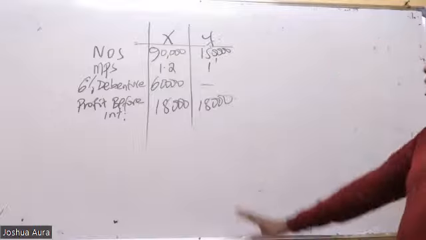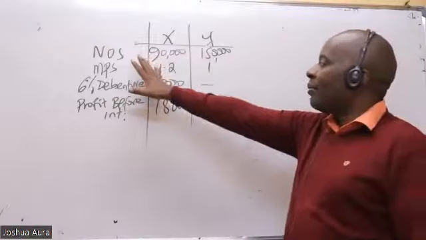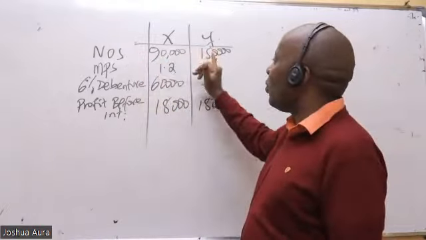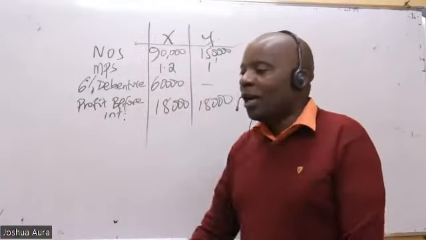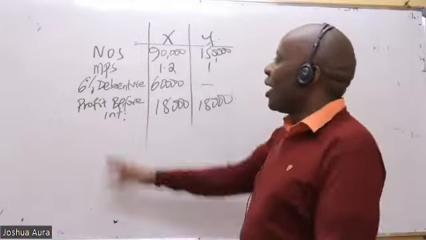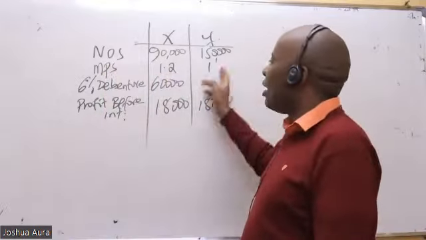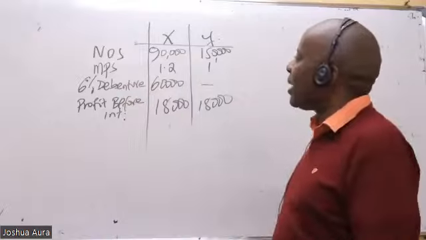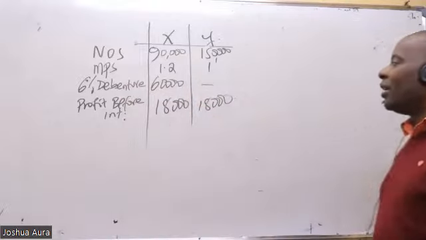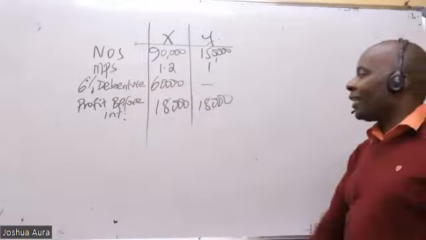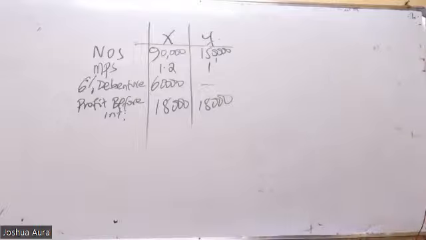So we are given a very good illustration. The number of ordinary shares is 150,000 for those two respective companies. We have market price per share of 1.2 and 1. We have 6% debentures; X is evidently levered, while Y has none.